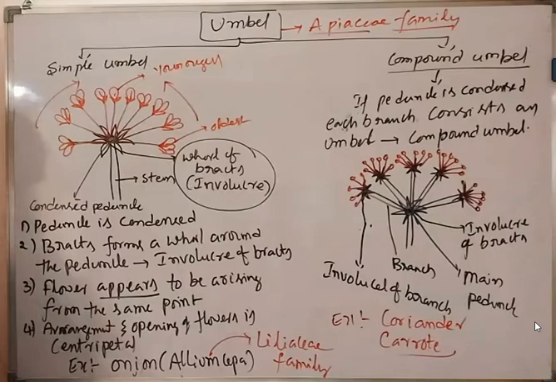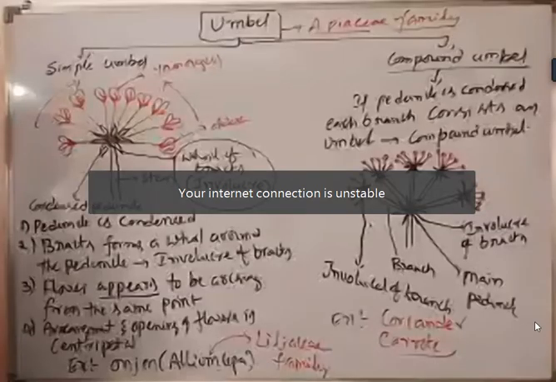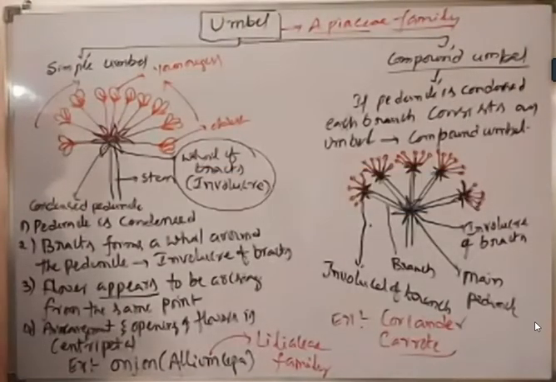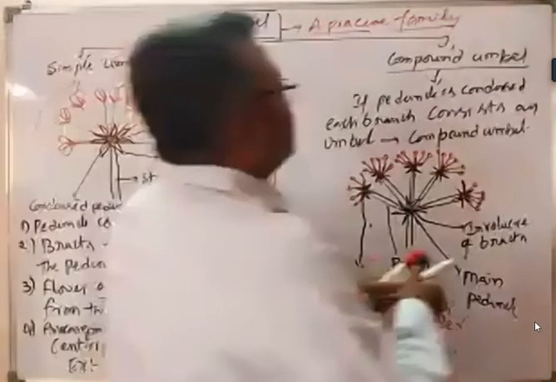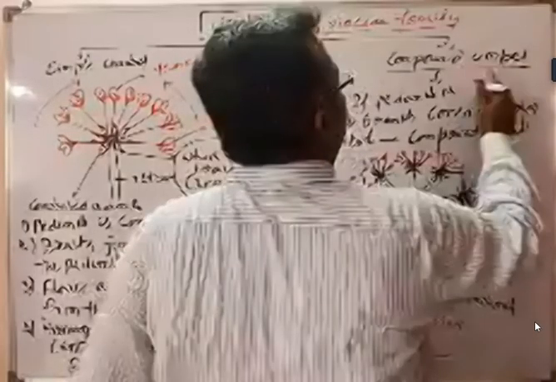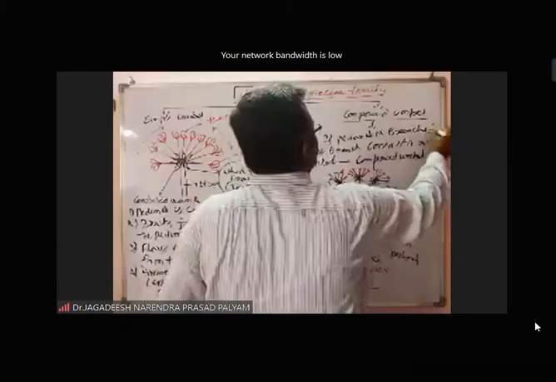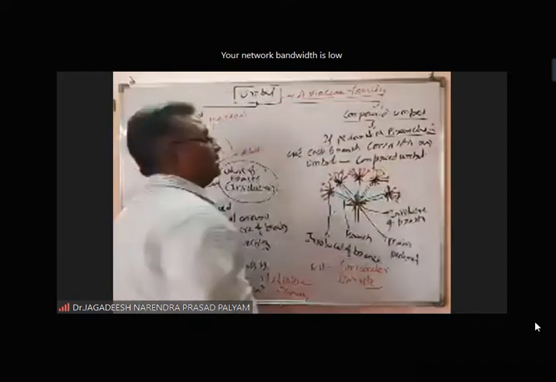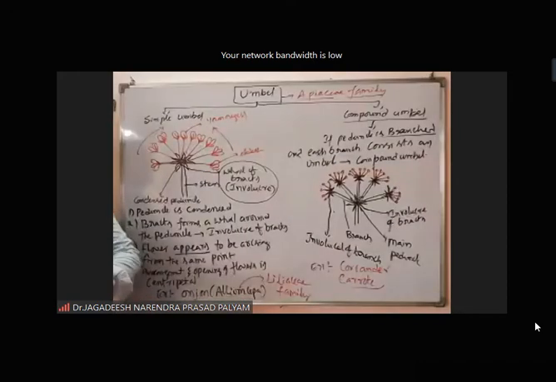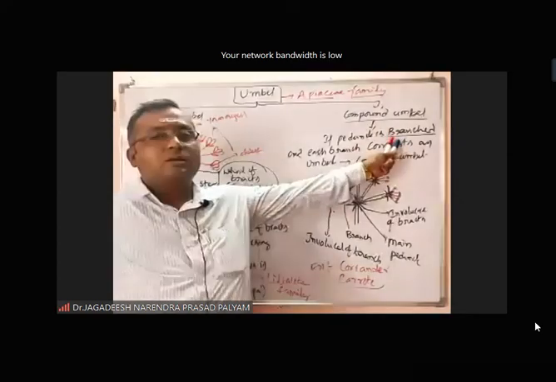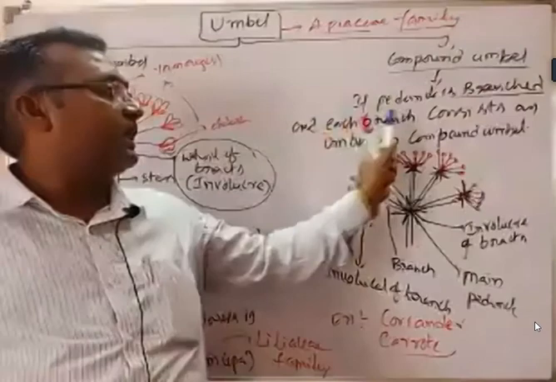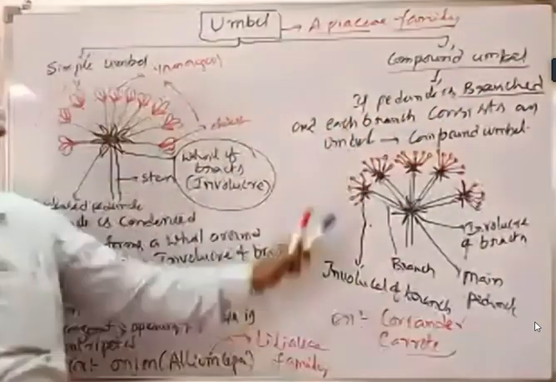So is it completed? If the peduncle is branched here, right? Branched, not condensed. The peduncle is branched and each branch consists of an umbel. It is called compound umbel. Write like this, please. Just make a correction here. If the peduncle is branched and each branch consists of an umbel. Now each one is one umbel.